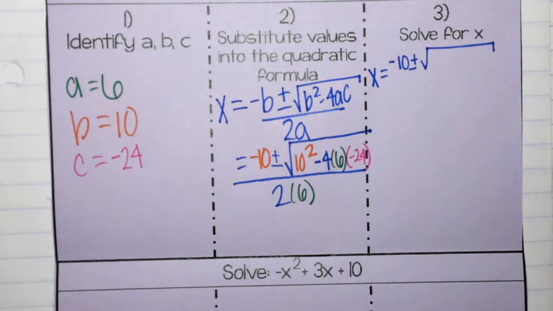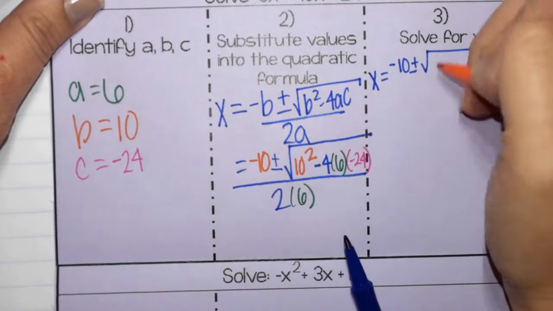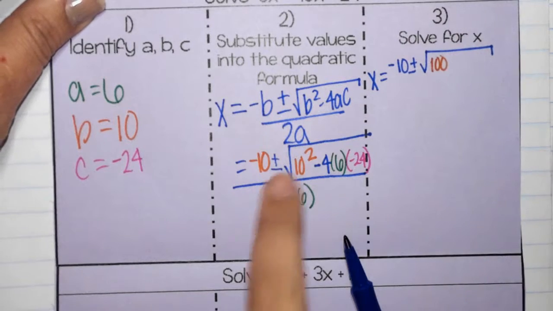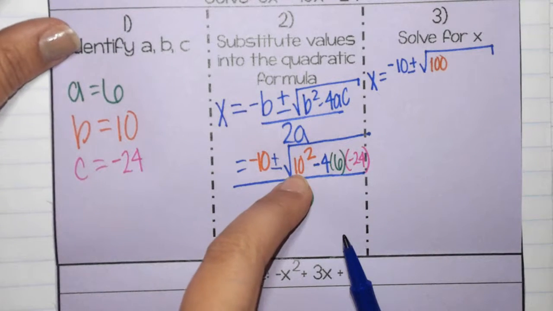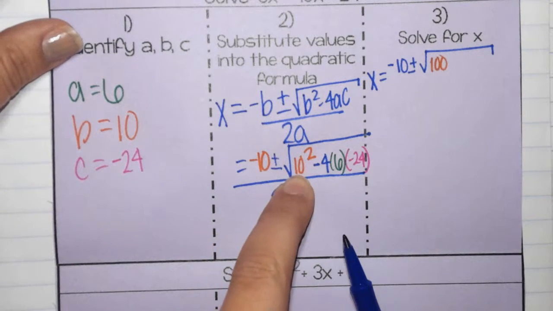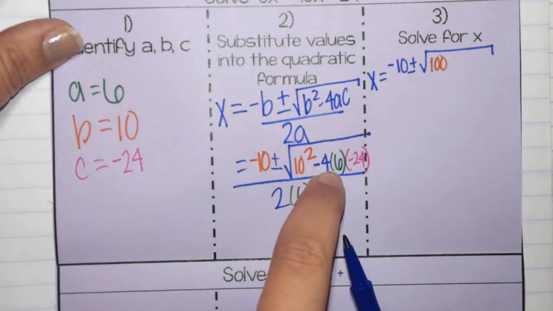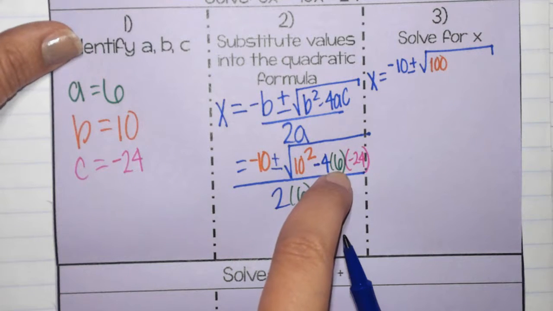Alright, what is 10 squared? 100. Okay, so all I did was square it. Do we solve it or do we just break it down? We're getting there. Now, we do negative 4 times 6, which is negative 24.